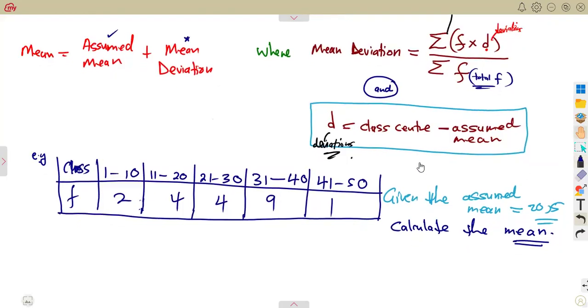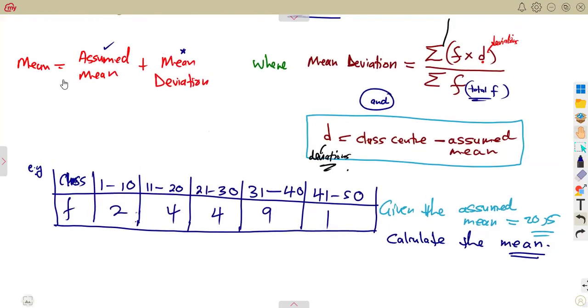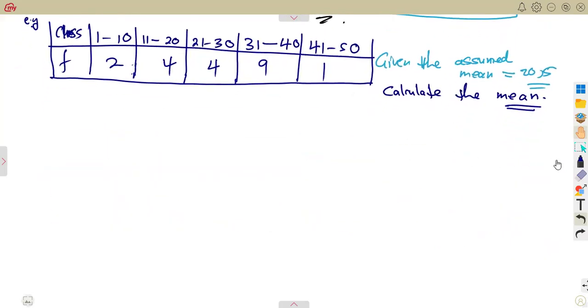You want to calculate the mean, remember? And that mean is supposed to be taken from this formula: assumed mean plus the mean deviation, where the mean deviation is taken from the sum of the frequency times the deviations. So all these must be part of our table. So we are going to have our table this way, all right? So let's save our solution.